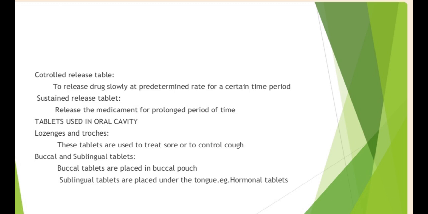Next, move on to tablets used in oral cavity. First, lozenges and troches. These tablets are designed to exert a local effect on the mouth or throat. Means these tablets are used to treat sore throat or to control cough. Lozenges are generally made with the drug incorporated in a flavored hard candy sugar base by molding method or compression. Example, Strepsils or clotrimazole troches.